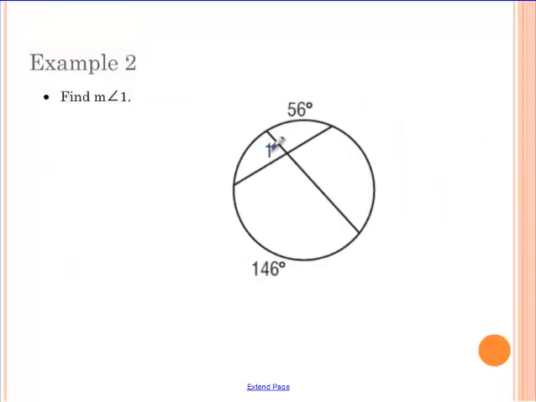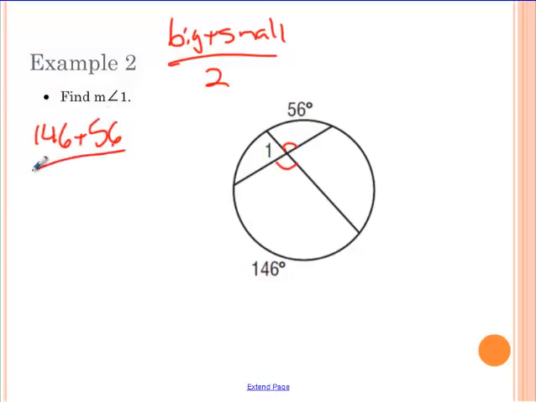Now, angle 1 is not in the center of the circle. It's an in angle. So I have to do big plus small divided by 2. When I do big plus small here, what I'm actually doing is I'm finding these angles. So I will have to do an extra step after. So I'm going to do big plus small over 2. 146 plus 56 gets you 202. And 202 over 2 is, let's call one of those x, is 101.